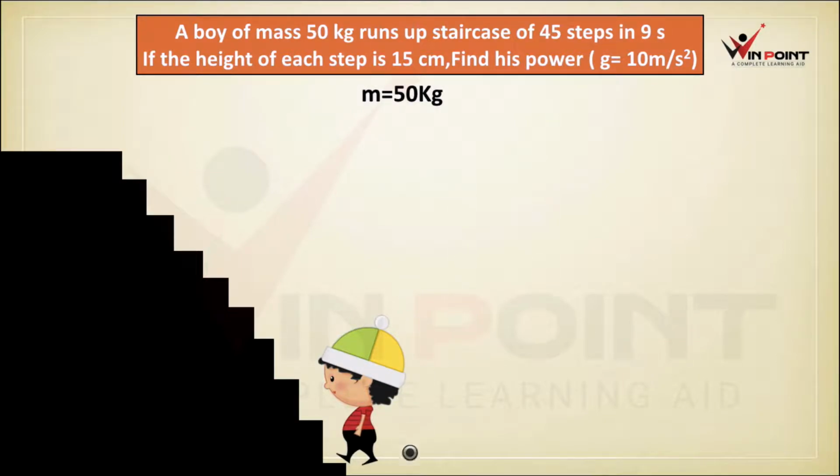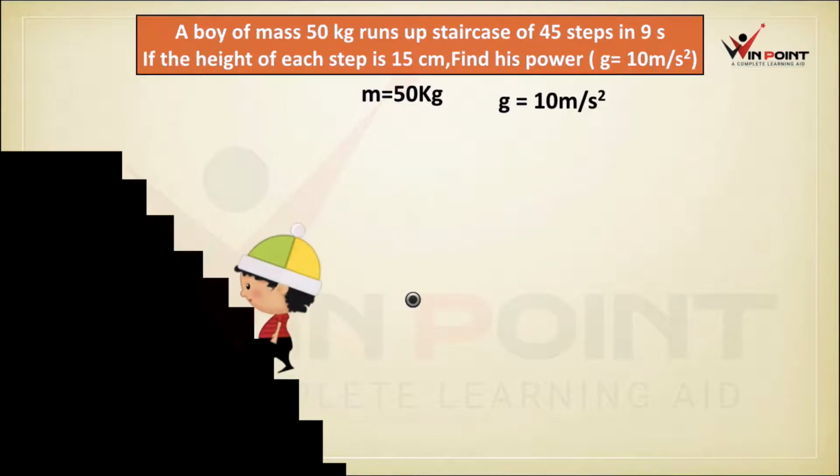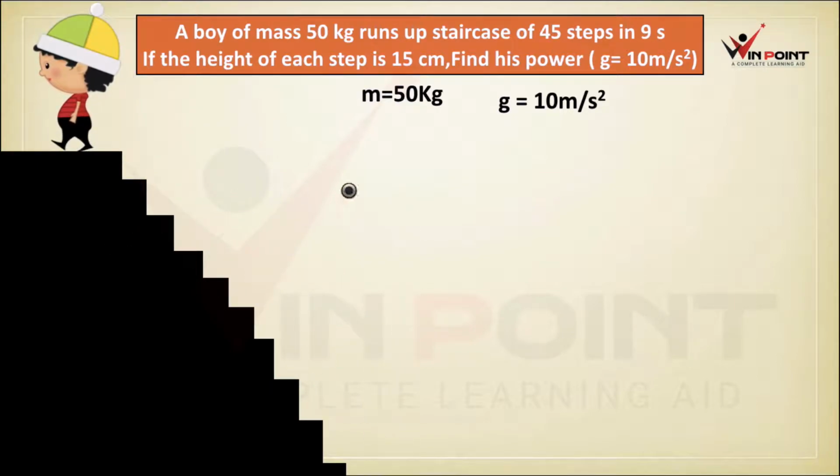Mass of this boy is 50 kg. g is given as 10 meter per second square. The time taken by the boy is t equal to 9 seconds. What is the height of one step? When the boy is climbing up, to find the power, we need to find potential energy. Because of the height, there will be energy, that is potential energy. We need to find potential energy in this question.